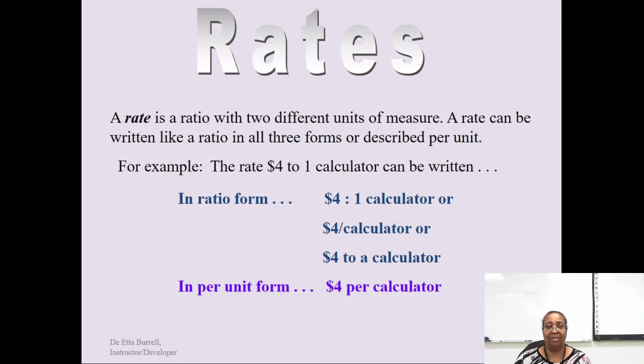Also, in many instances, we can use the per form, which means $4 per calculator. Still going to look like a ratio. If you were to write it as a fraction, it would be a slash. Some teachers require that you have the slash. I don't, because in real practical use of rates, we use the word per to indicate a slash, okay? So it's okay with me.